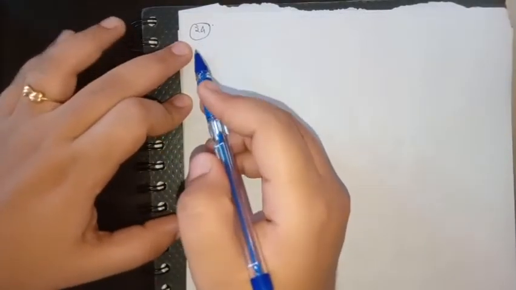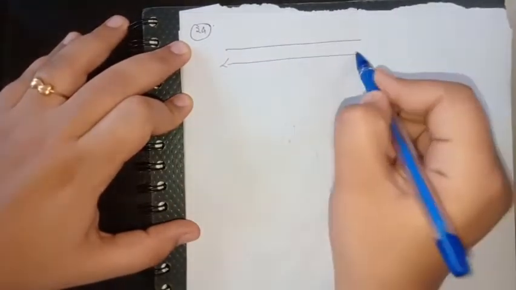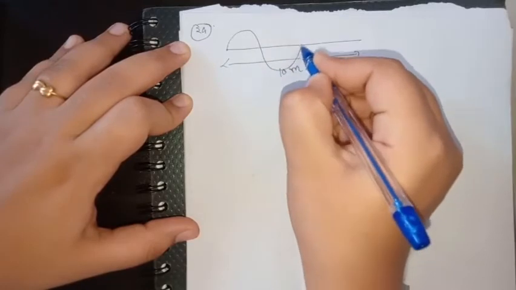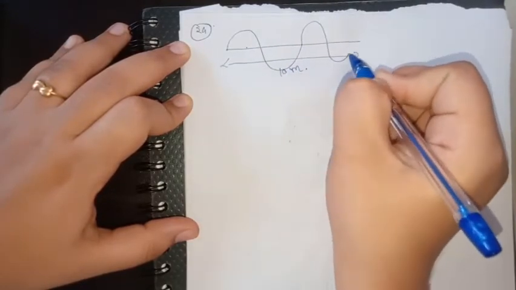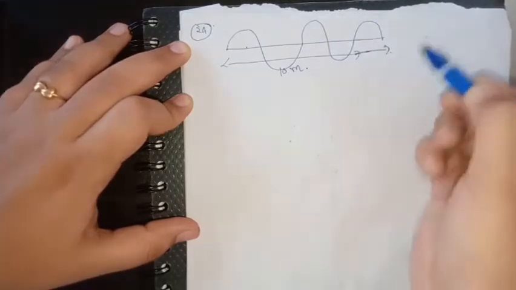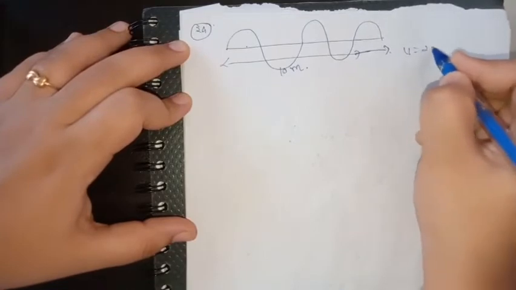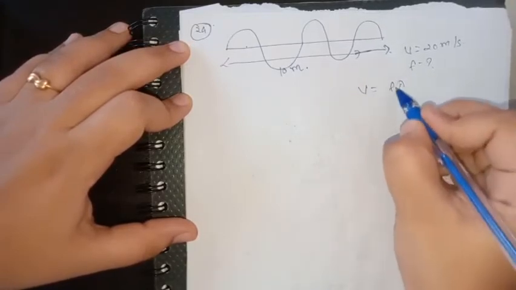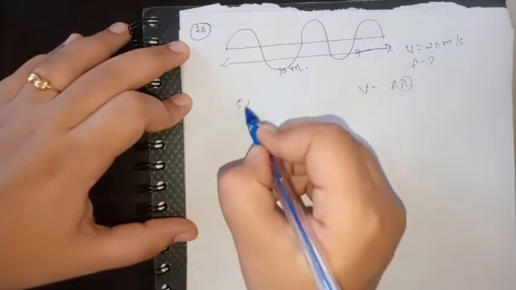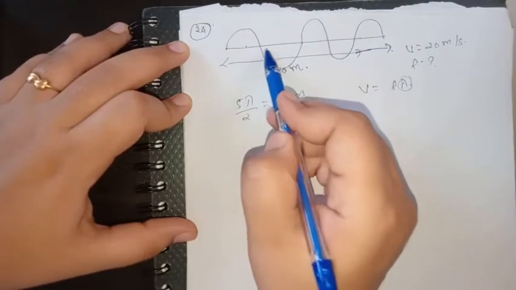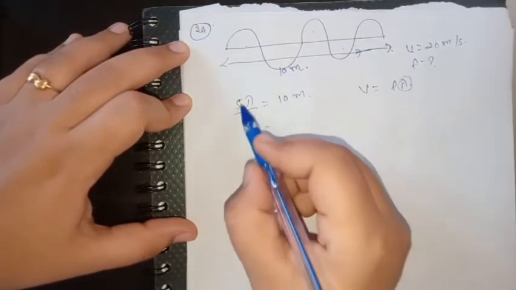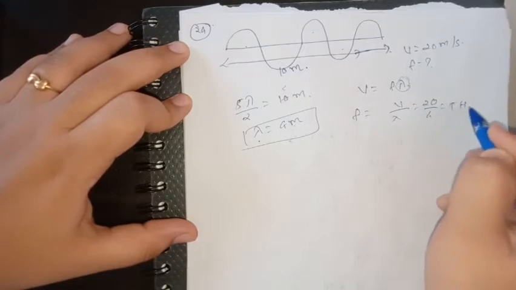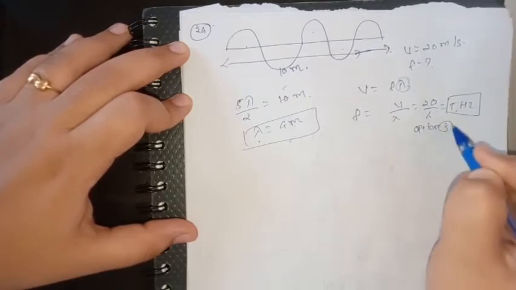In question number 24, standing waves are produced in a 10-meter long stretched wire, and the wire vibrates in 5 segments. This is one segment, second, third, fourth and fifth. The velocity of the wave is 20 meters per second. We want to find the frequency. We can use the relation v is equal to f lambda. So first we have to find the wavelength lambda. From this we can write 5 lambda by 2 is equal to 10 meters. This is lambda by 2 five times. So lambda will be equal to 4 meters. Frequency will be v by lambda, that is 20 by 4, 5 hertz. So option 3 is the correct option.